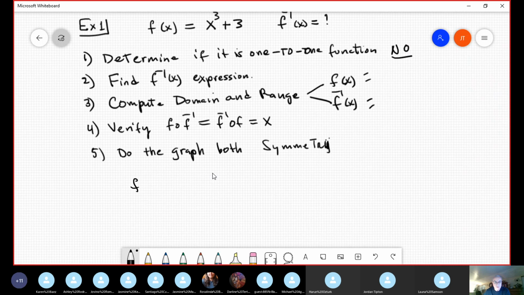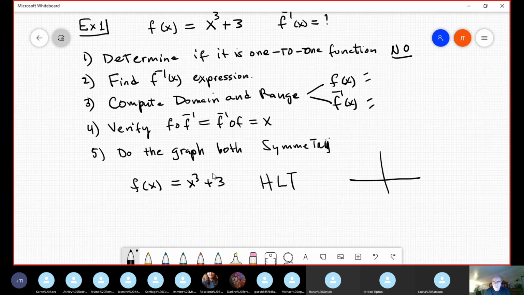Okay, my function is f of x equal x cubed plus 3. Wow, I have no idea. But the professor explained to me one test: the horizontal line test. Yes or no? Horizontal line test. It's the only way that we have to prove that a function is one-to-one. So immediately I sketch the graph.